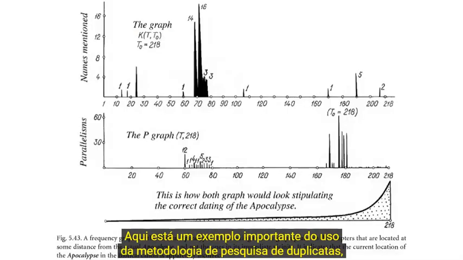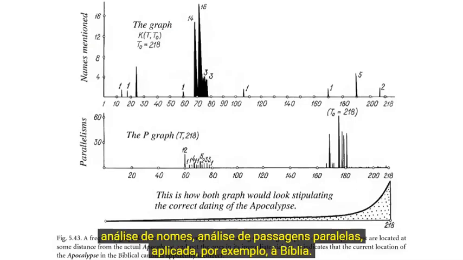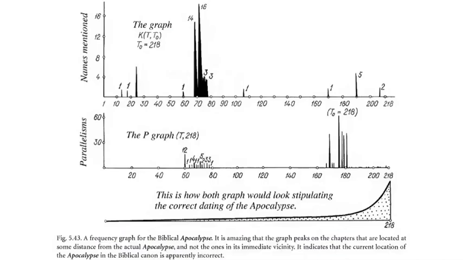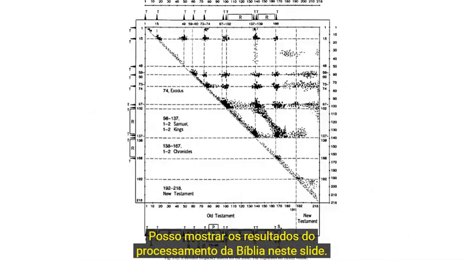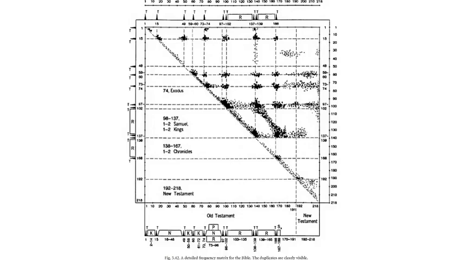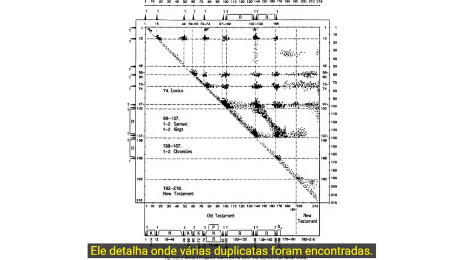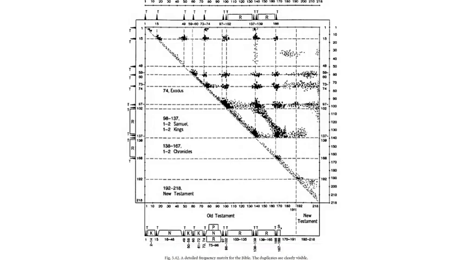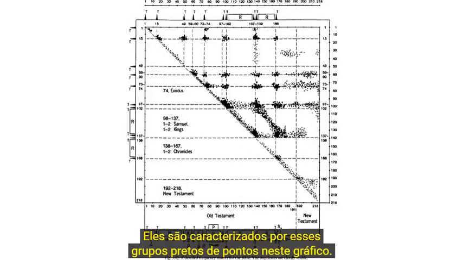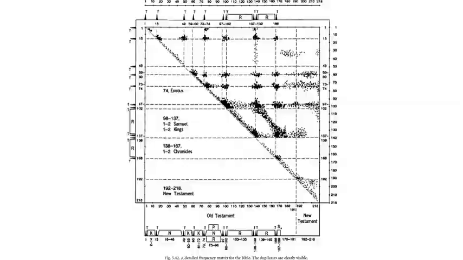Here is an important example of using the methodology for duplicates search, name analysis, parallel passages analysis, applied, for instance, to the Bible. I can show you the results of processing the Bible on this slide. It details where various duplicates were found. They are characterized by these black clusters of dots on this graph.